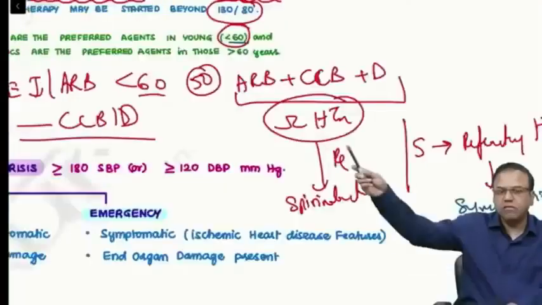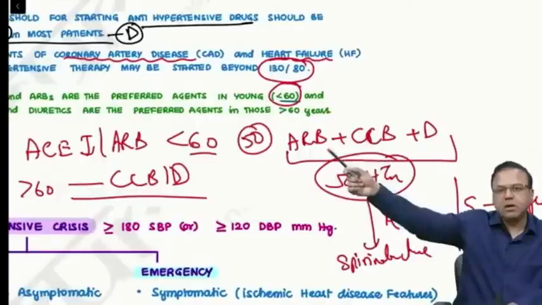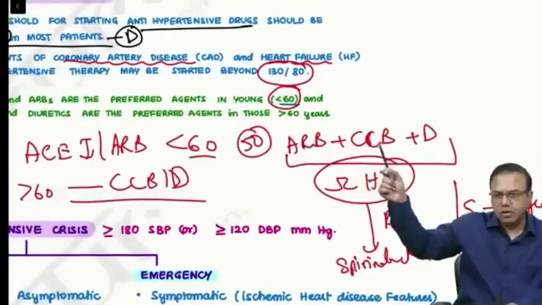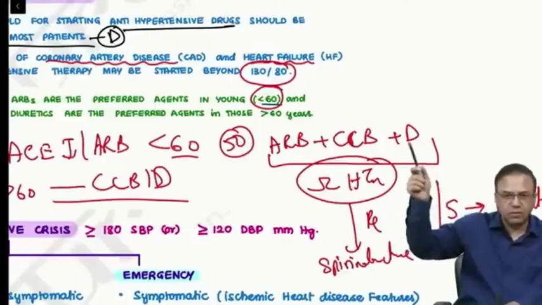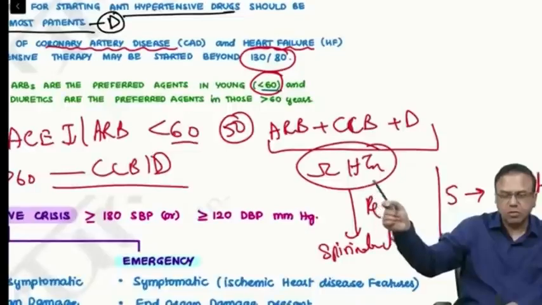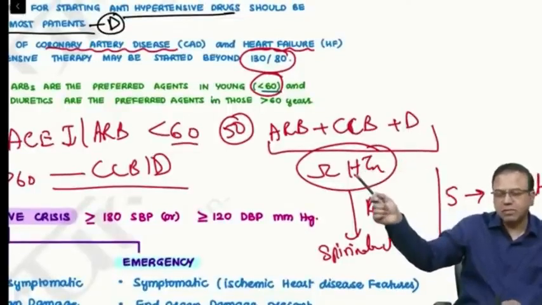Below 50 years, ARB. Above 50 years, calcium channel blocker. But you're going to go for combination. If you can't control with one drug, you add the other drug. Then you add the diuretic. Remember, among diuretics we use chlorthalidone, which is better than hydrochlorothiazide. 3 drugs, still BP not controlled, resistant hypertension. In these 3, a diuretic is a must to declare resistant hypertension.